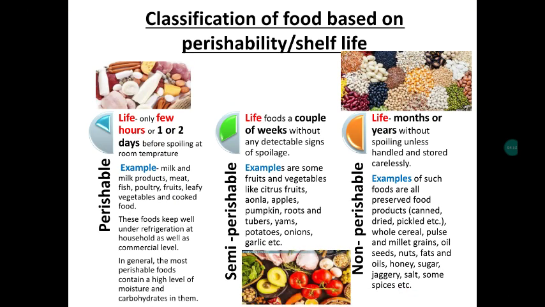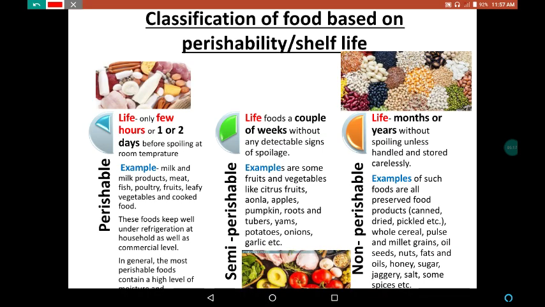Now, classification of food on its perishability or shelf life: how perishable it is or what is its shelf life. There are three types of food according to their perishability or shelf life, that is perishable, semi-perishable and non-perishable. Let's understand what is perishable food. Perishable foods are those whose life is only a few hours or 1 to 2 days, maximum 2 days, at room temperature.